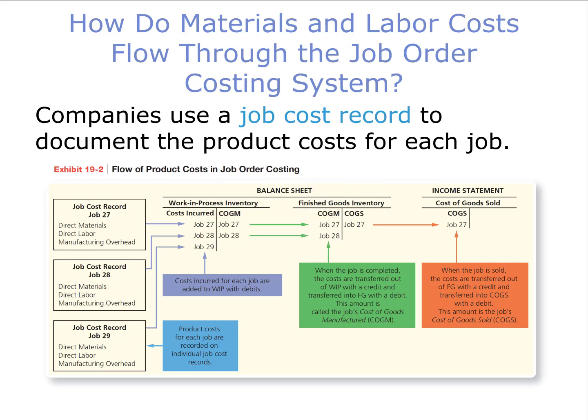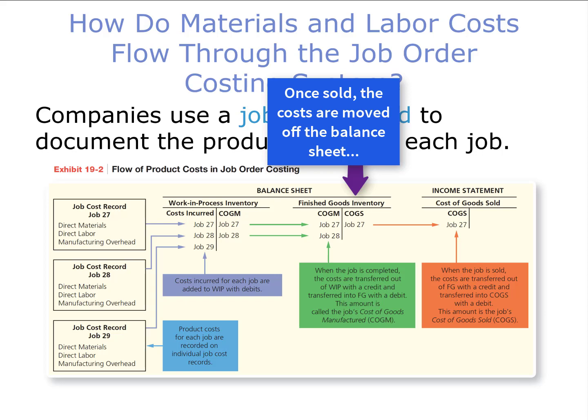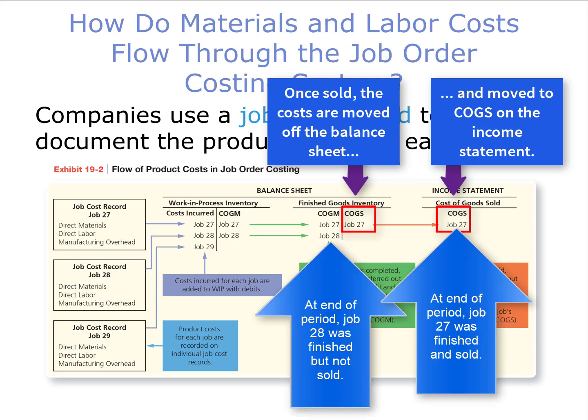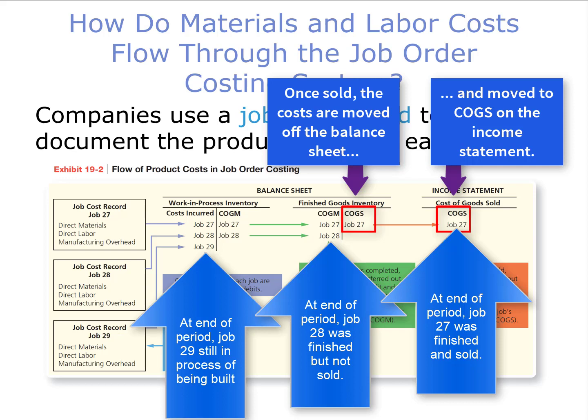Once the goods are sold to customers, the costs are moved off the balance sheet to become cost of goods sold. We credit finished goods inventory to remove the product from the balance sheet account, and then we debit cost of goods sold. By debiting cost of goods sold, we are increasing this expense account. And of course, expenses like COGS appear on our income statement.